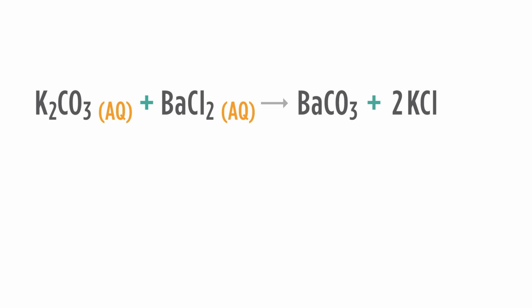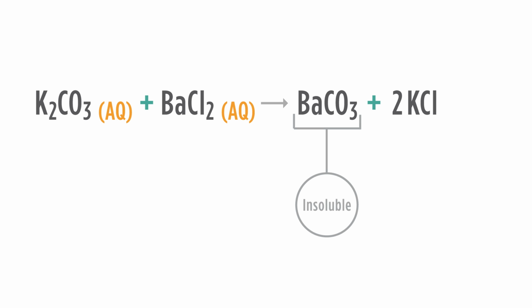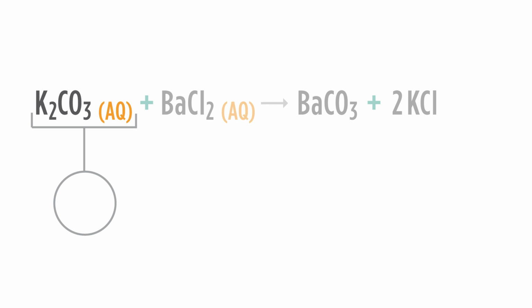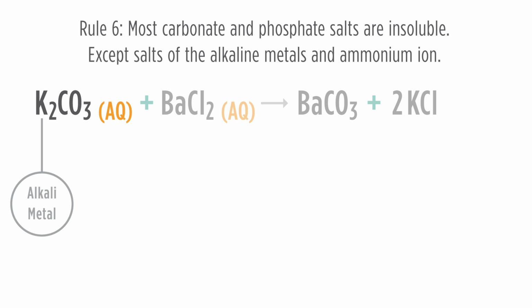With these guidelines, we can then look at our reaction and see how the barium carbonate and potassium chloride fit into these rules. For barium carbonate, we don't see barium in the list, but we do see carbonate in Rule 6. This is an insoluble. Now, is it part of the exception? No, barium is not part of the exception, so therefore the barium carbonate would be insoluble. We notice that the potassium carbonate that was part of our reactants is soluble and was an exception to Rule 6 because the potassium is an alkali metal, and that makes the carbonate soluble.